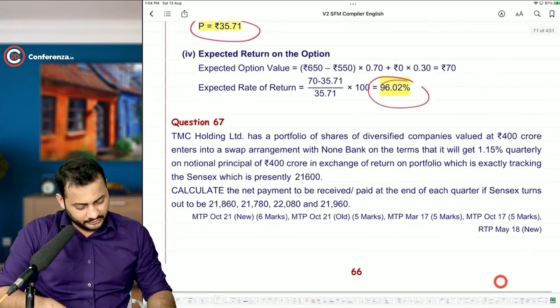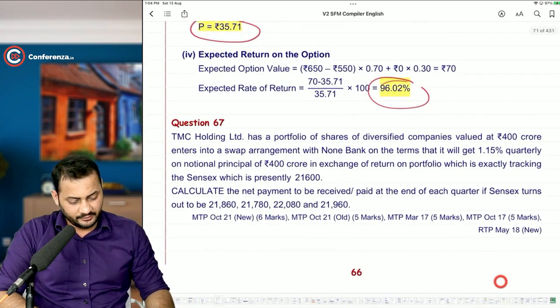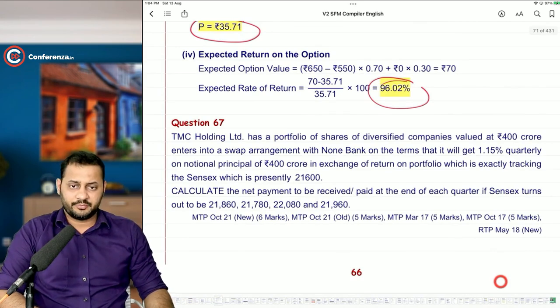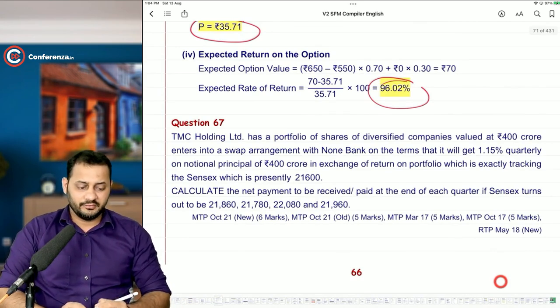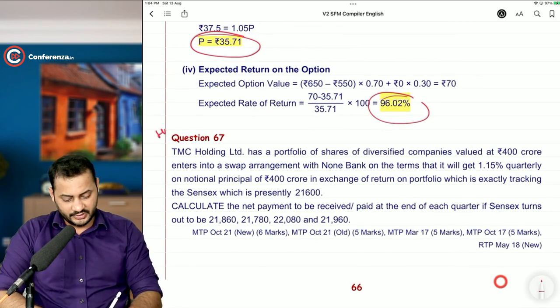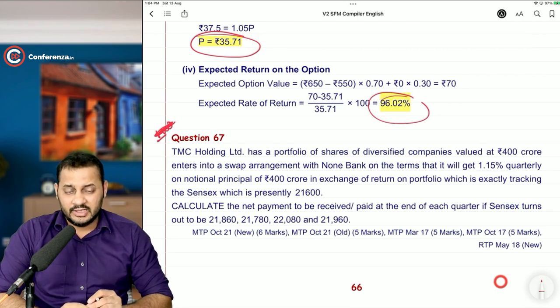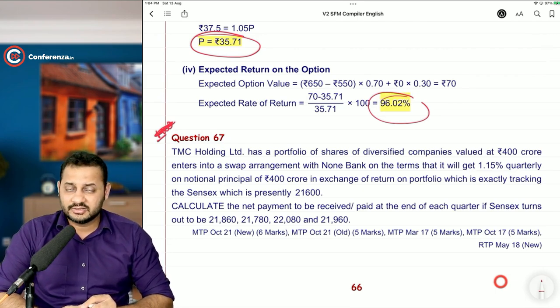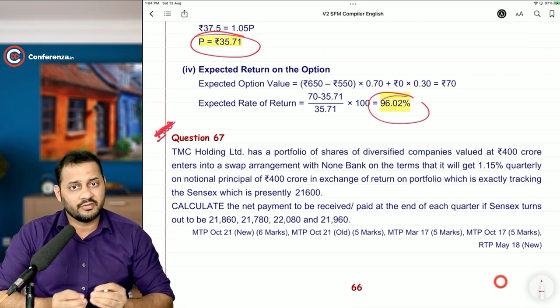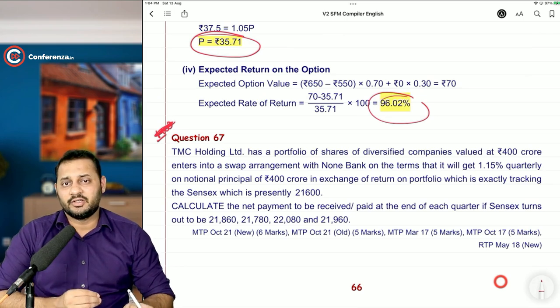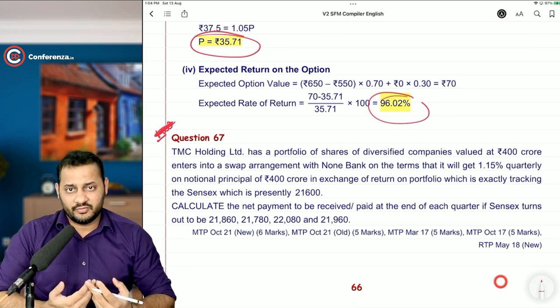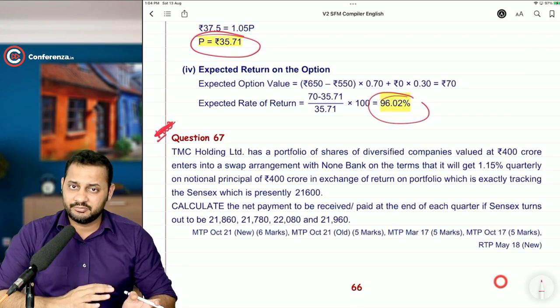Okay, question number 67 is based on the swapping concept. Let's do one thing. We will just postpone this question. Why? I will tell you. Because we have to discuss the entire swap concept, and the swap concept is better discussed in the interest rate risk management chapter. I have to discuss the same there as well. So instead of wasting time twice, it's better to discuss it in the same chapter, interest rate risk management.